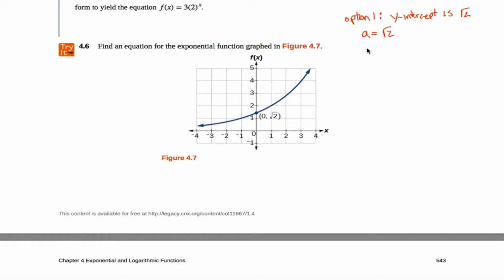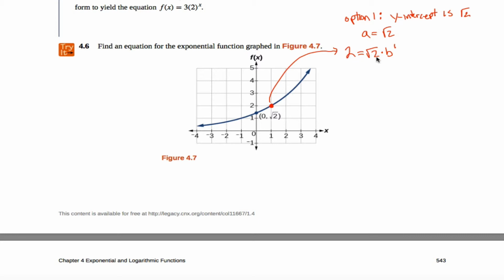And if you know that a is equal to root 2, all you've got to do is figure out what b is equal to. To figure out what b is equal to, grab any other point that you want. Probably the easiest point to grab will be this guy right here, because this appears to cross at the point (1, 2). So using this point, I can say, okay, when x is equal to 1, y is equal to 2. So 2 is equal to a times b raised to the 1 power.